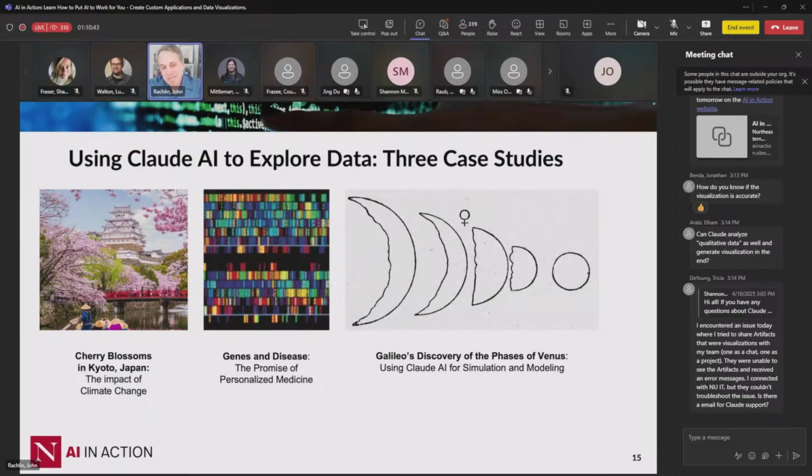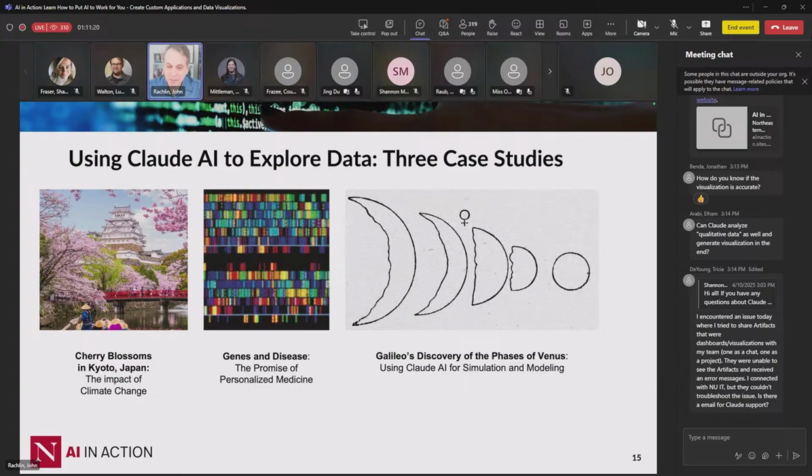development of personalized medicine. And then finally, as my last example, I wanted to do something a little bit different. So the first 2 examples involve feeding Claude some data and having it build a dashboard to explore that data. But it also turns out that you can use Claude to build models and simulations. And we can use this, for example, to build a simulation of the solar system and to predict how, as Galileo observed in the early 1600s, how this would affect the appearance of Venus through a telescope. So we'll give that a shot as well.